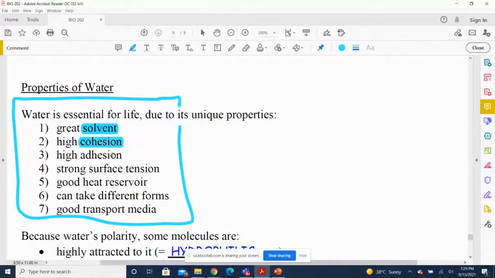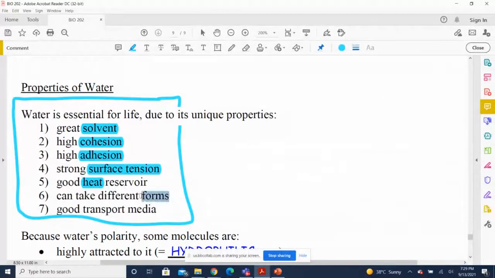There is high cohesion and adhesion. So we talked about the water molecules being attracted to each other, but also water molecules being attracted to other surfaces. That gave us a strong surface tension. We remember, for example, bugs were able to walk on the surface of the water. Water stores heat extremely well, so we can store heat and release heat. That's why the climate is more consistent in coastal areas where we're by the water. In the desert, we end up getting big temperature variations because there's no water.